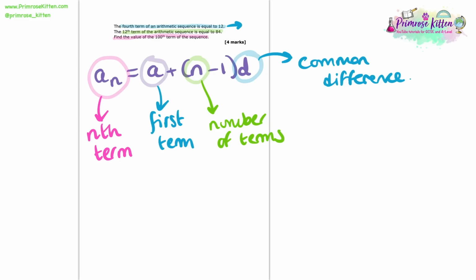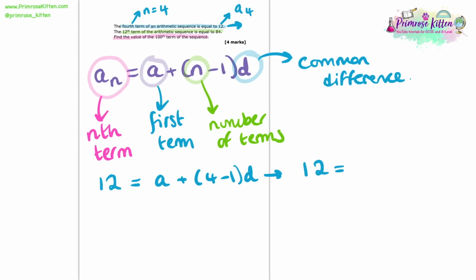Let's get started by thinking about this first sentence. We're told that the 4th term of an arithmetic sequence is equal to 12. So that means that a_4, the 4th term, is 12. And n is 4 in that case. So if we plug these numbers into this equation, we can say that 12 is equal to a, which we still don't know, plus (4 minus 1) times d. Now simplifying that, we get the equation 12 equals a plus 3d.